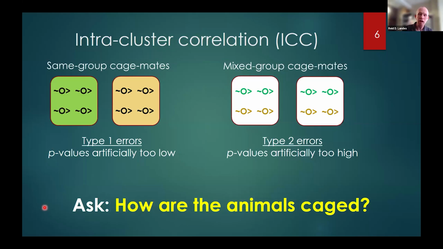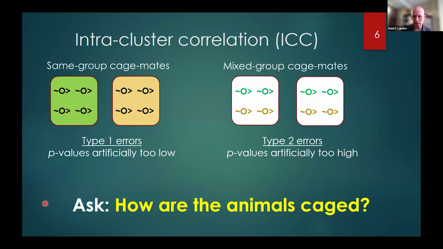So I told you I want you to have a question that you can ask when you come up on a group housing experiment, whether it's before the experiment happens and you're reviewing a protocol, or you're reviewing or reading a paper. Something you should ask is, hey, how are you caging those animals, right? Because how you cage them gives us an idea of what kind of statistical errors we're opening ourselves up to.